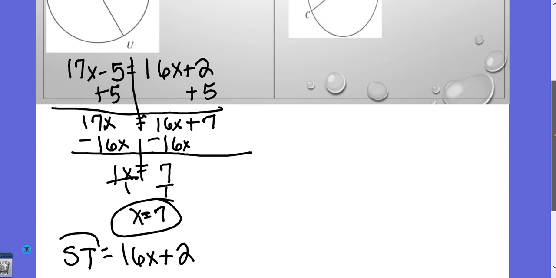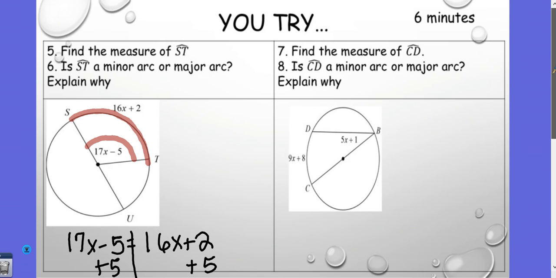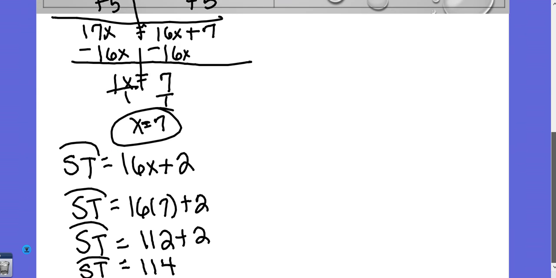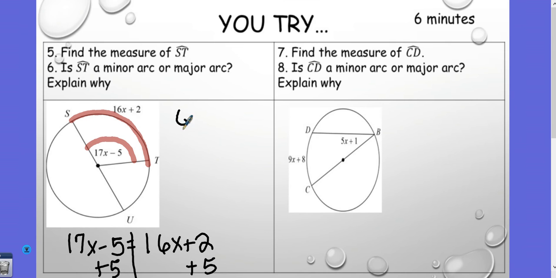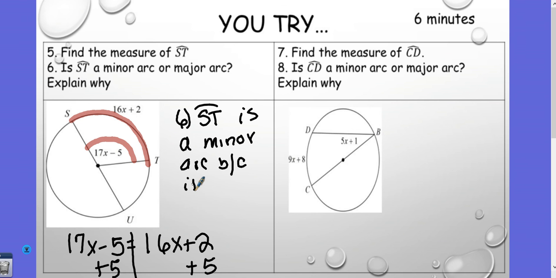We actually answered the question. Did we answer the second part? It said, is ST a major arc or a minor arc? What is this number we got down here? 114. So we're going to say for number 6, ST is a minor arc because it is less than 180 degrees. And we're finished.